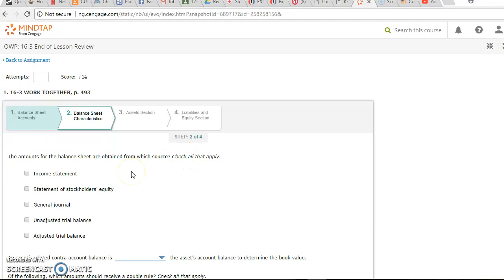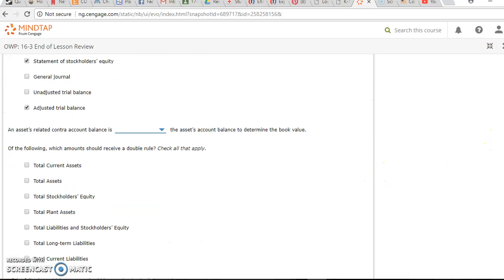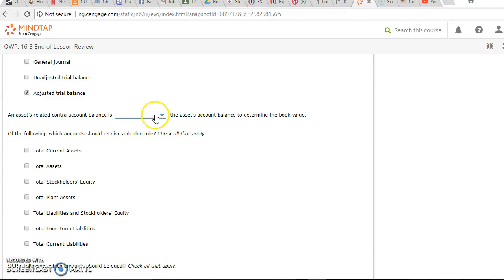Okay, so the accounts for the balance sheet are obtained from what source? You're not getting them from the income statement. You are going to get some of them from the statement of stockholders' equity, and you are going to get some from the adjusted trial balance, and that is pretty much it. And an assets-related contra account balance is deducted from the assets balance to determine your book value.